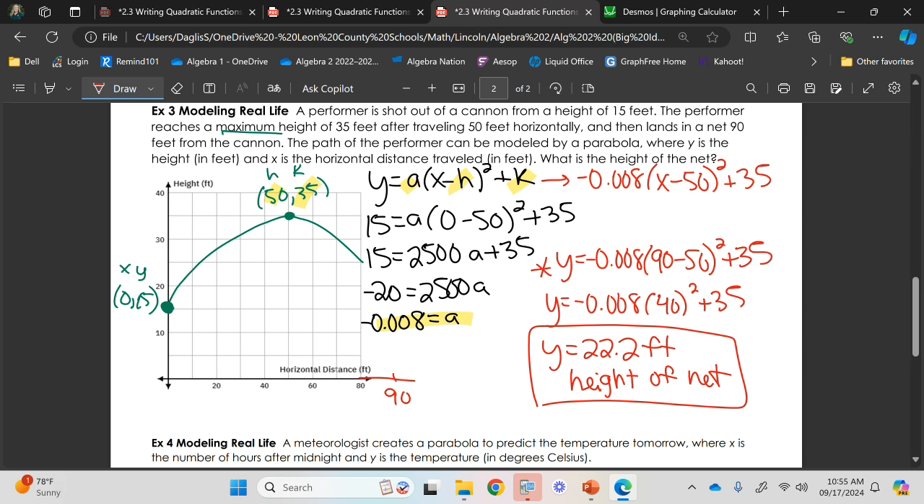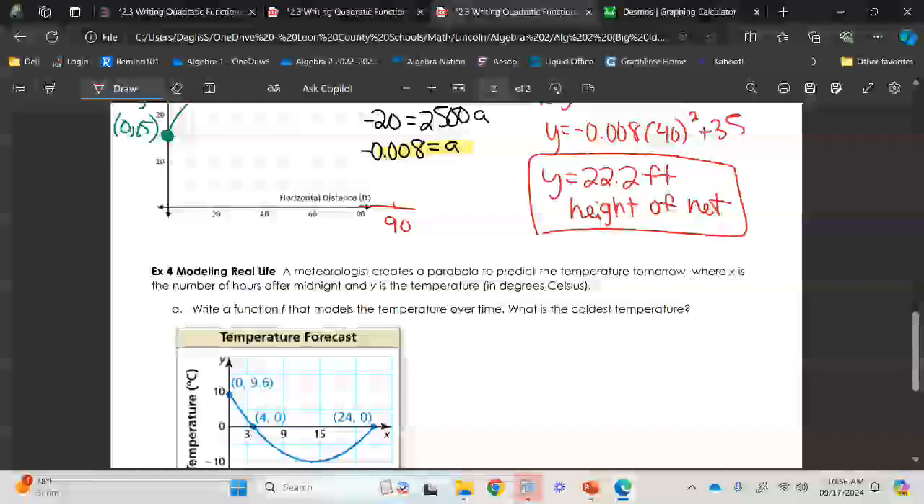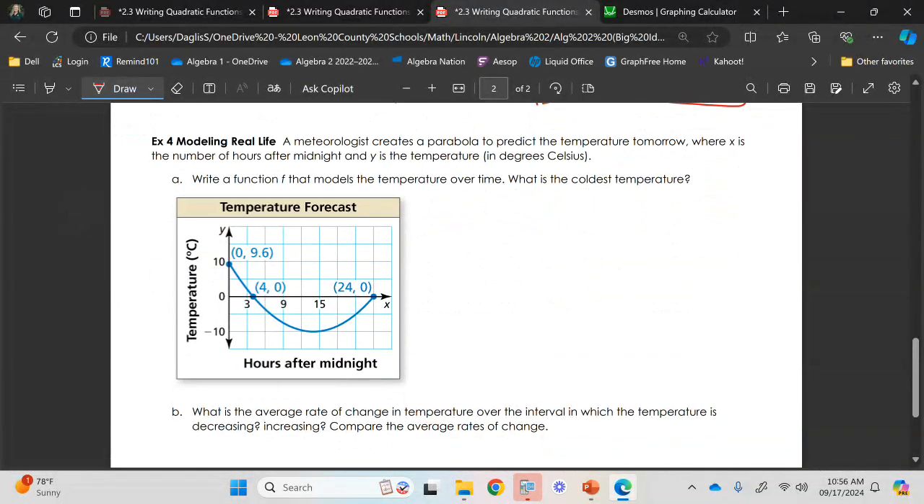My next one has to do with temperature dropping, so my parabola is going to go the other way. We don't have to create a graph; it's being given to us. A meteorologist creates a parabola to predict the temperatures tomorrow, where x is the number of hours after midnight, and y is the temperature in degrees Celsius. What information is the graph giving me? Beautiful. X-intercepts and a point. So I have an x, y, and I have a p, and I have a q.